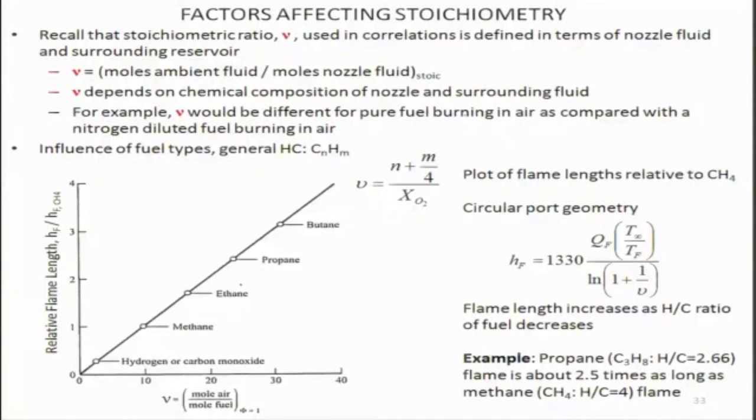And the various fuels one can think of are hydrocarbons, let us say methane, ethane, propane, butane, hydrogen and carbon dioxide. This is the relative flame height with respect to methane versus the nu mole fraction they have. It looks to be very linear, and what they are attributing is that nu will depend on N and M. If you look at methane, N is equal to 1, M is equal to 4, right. And for propane, butane, as it goes on, for ethane it will be 2 and M will be 6 kind of things.